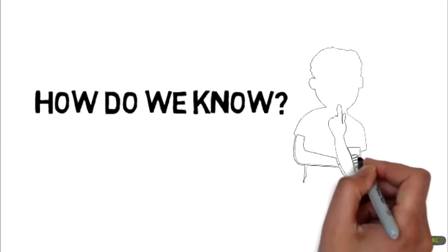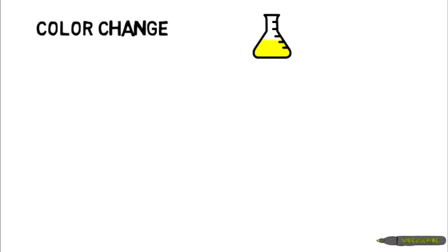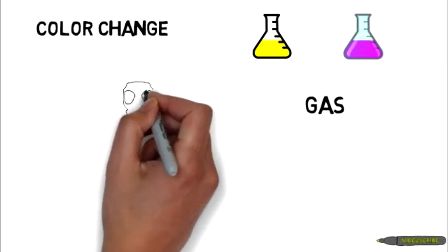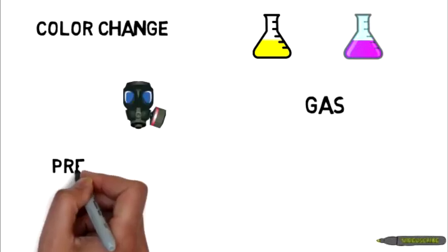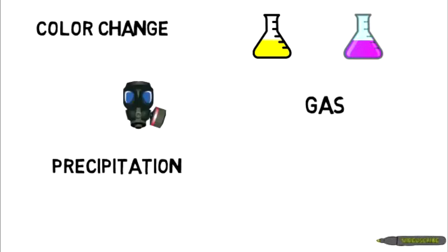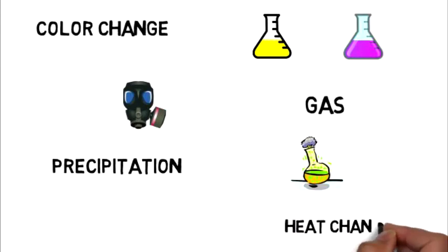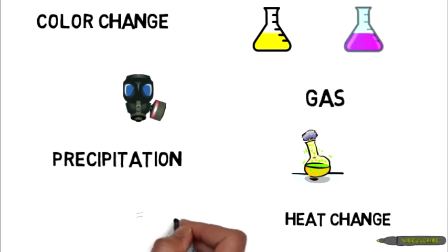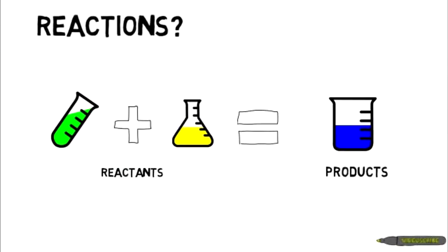But how do we know that a reaction actually took place? Well, there are some indicators that a reaction happened. The first one is color change. Whenever the compound or the liquid changes color, a reaction happened. Or the evolution of gas, in which you should be careful. Or precipitation, which is the formation of a solid in the liquid. Or heat change, which could be cold to hot or hot to cold.